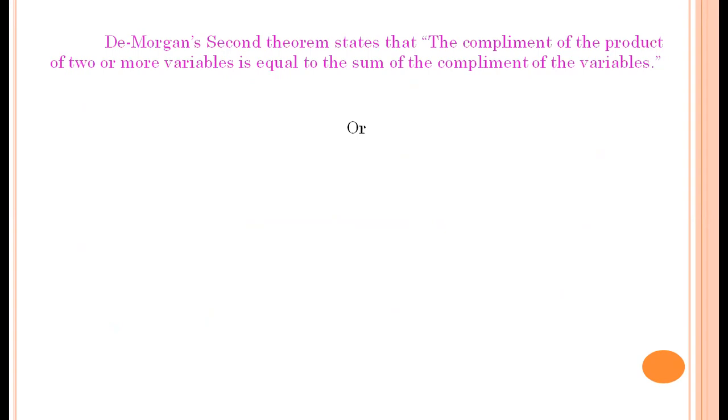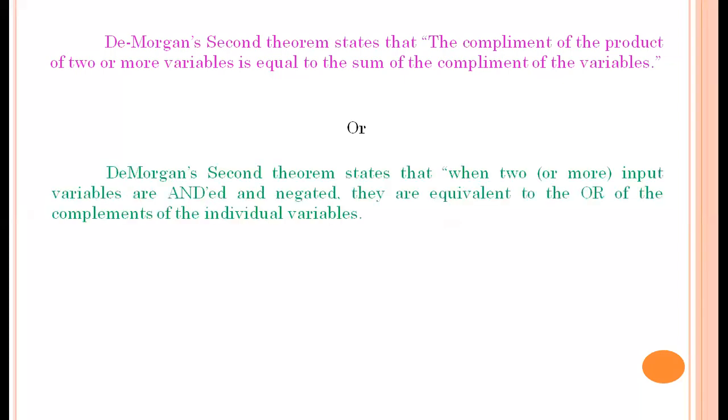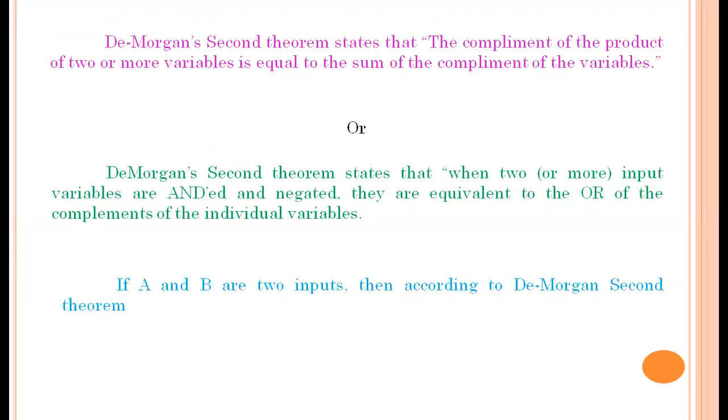And the second one, De Morgan's second theorem, states something exactly opposite to the above theorem. That is, if A and B are two variables, the complement of their product is equal to the sum of the complements of such variables. This is called De Morgan's second theorem. We know the first theorem is A plus B bar is equal to A bar into B bar. Here, AB bar is equal to A bar plus B bar.